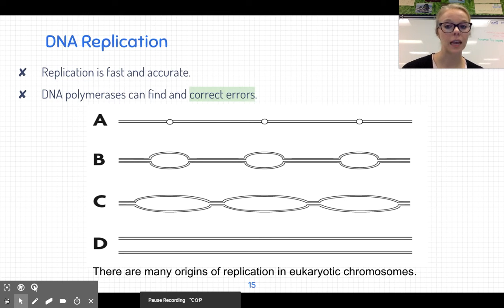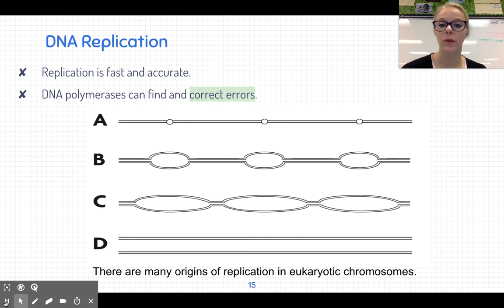DNA replication is fast and very accurate. DNA polymerases can find and correct errors. As it moves along, it may notice an error previously, and it can actually backtrack and redo, almost as if you are editing your own document on Google Docs, and you can go back, edit it, and now go forward again and fix it. As I said, DNA replication is very fast.